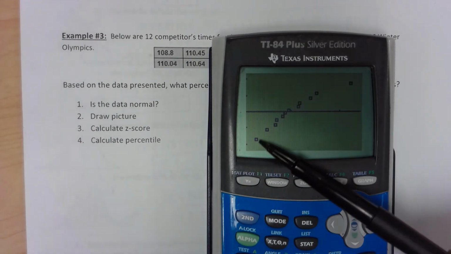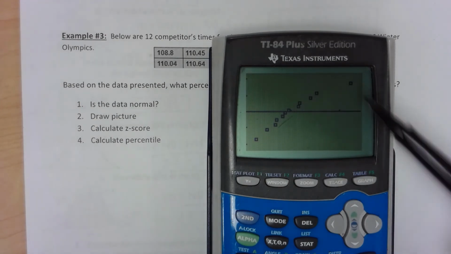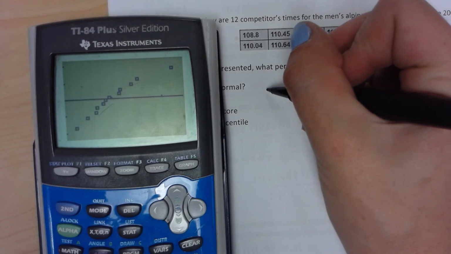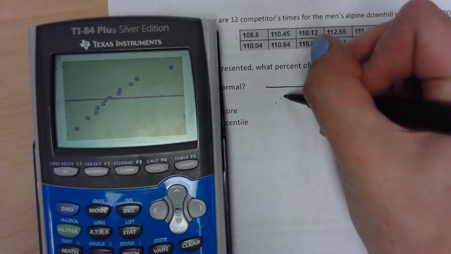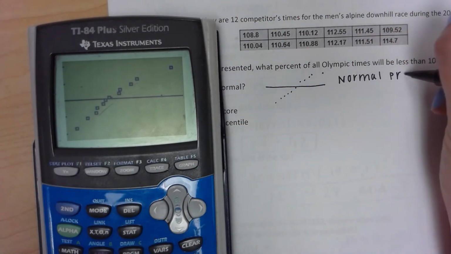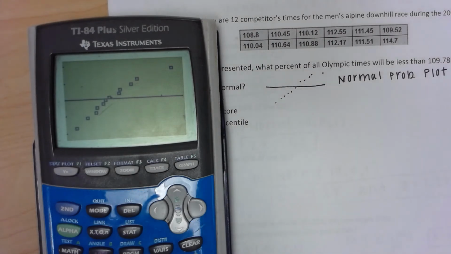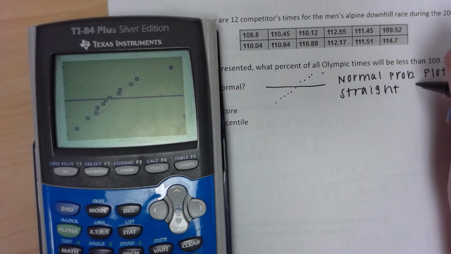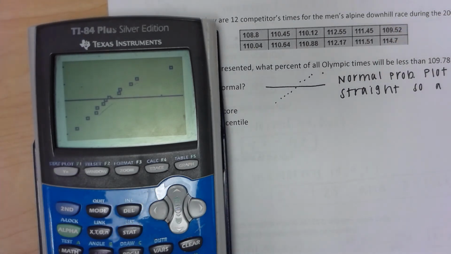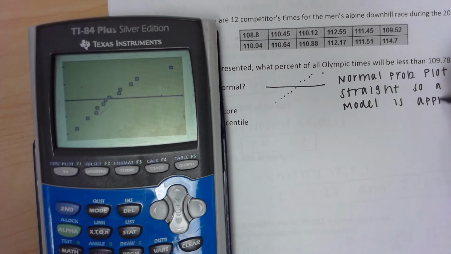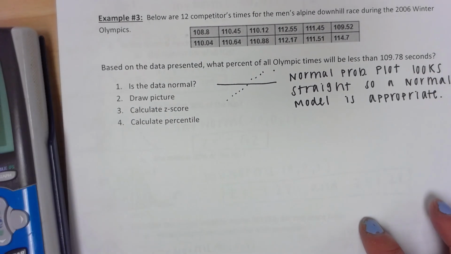It looks like things are looking pretty straight. There might be one kind of outlier out here, but generally speaking, things are looking normal. So I'm just going to sketch that normal probability plot. Just label it normal probability plot. Looks straight. So a normal model is appropriate.